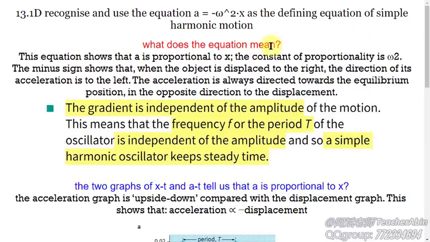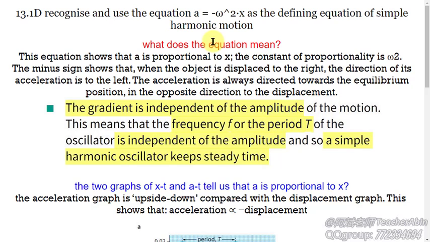So what does this equation mean? This equation shows that acceleration a is proportional to displacement x, and the constant of proportionality is the square of omega. And this minus sign shows that acceleration is in the opposite direction to the displacement.